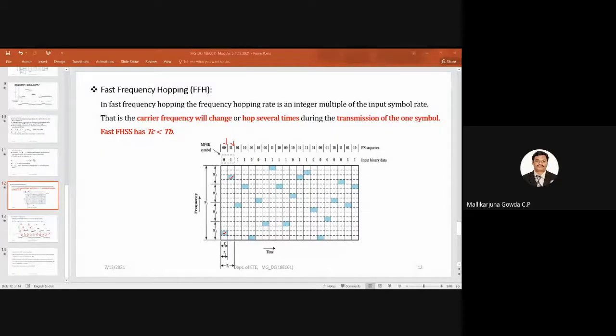Means what I mean to say is either I can go for a 2-bit PN sequence or 3-bit PN sequence or even 4-bit PN sequence. The only thing is, in case of fast frequency hopping, the number of hops will be more. It will hop multiple times for transmitting one particular symbol.